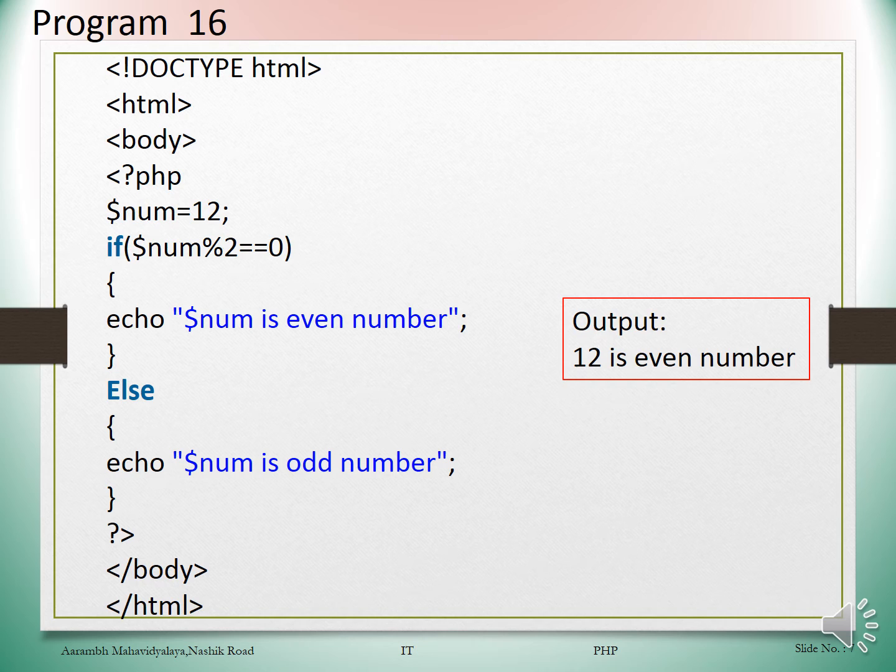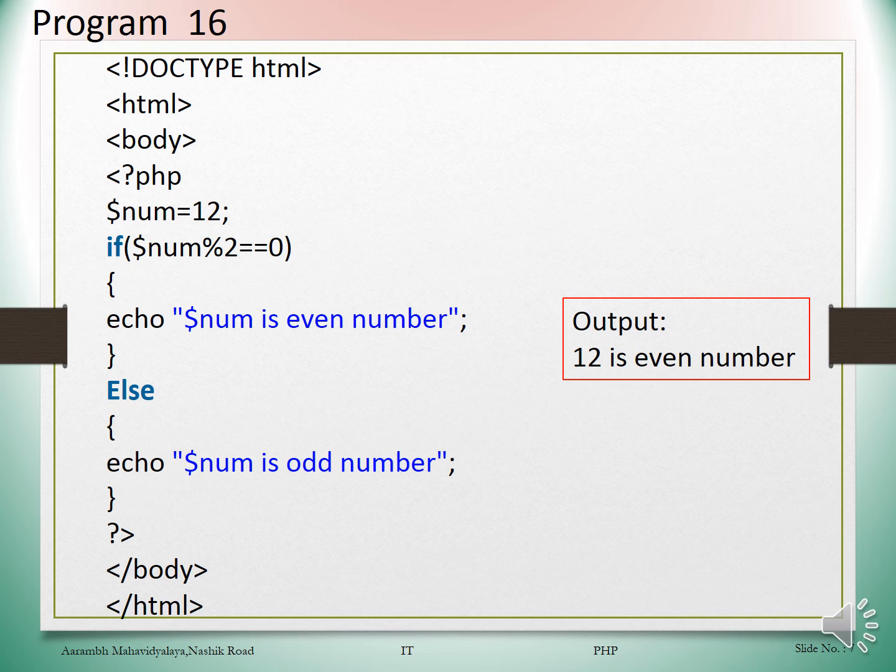Here again, this num is declared as a variable by using the $ sign and assigned the value 12. And we have to check if this entered value 12 is even or odd. For that, we have to use the mod operator. We know that the mod operator displays the remainder after the division, and if the remainder after division is 0, then we can say that the entered number is even, otherwise the entered number is odd.